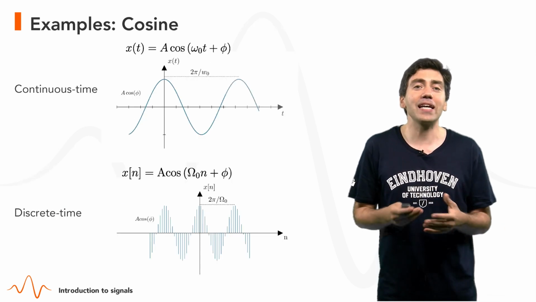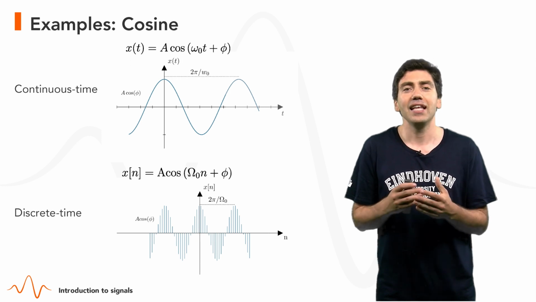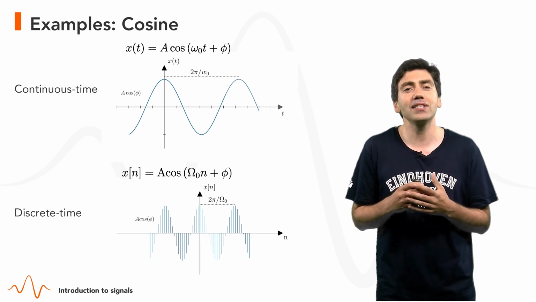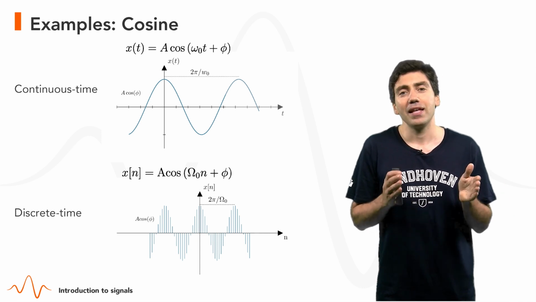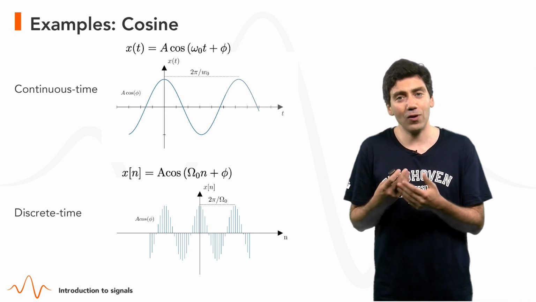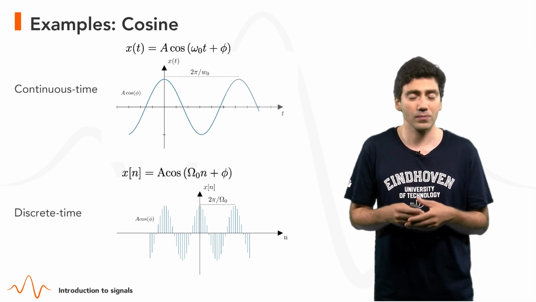Now, here are a few examples of signals. We have, for instance, a cosine or a sine that has a given frequency, omega naught, a given phase phi, and a given amplitude, capital A. In discrete time, we can define also this signal in the same exact way.